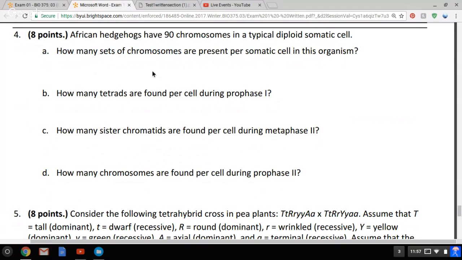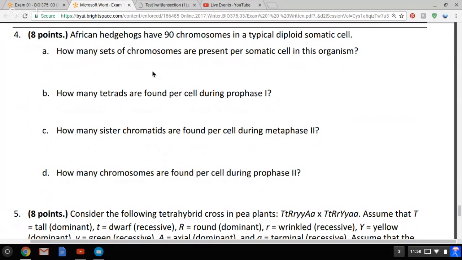Prophase 1 is where crossing over happens, and crossing over happens between homologous chromosomes. So since there's 2 homologous chromosomes and those are going to be connected, that'll make a tetrad. And that'll be half the number of chromosomes that are found in the cell, which would be 45.